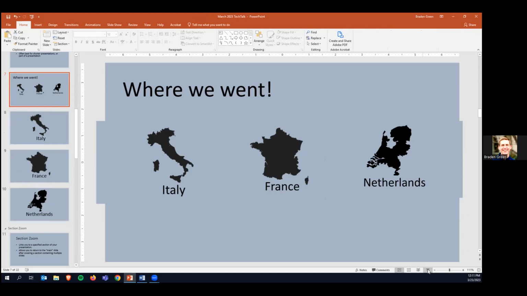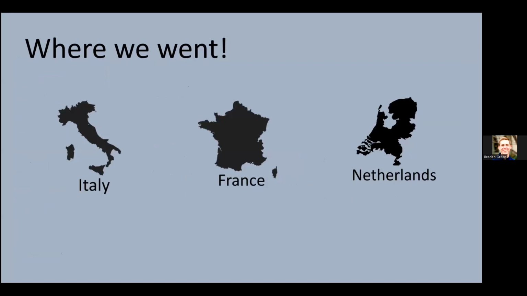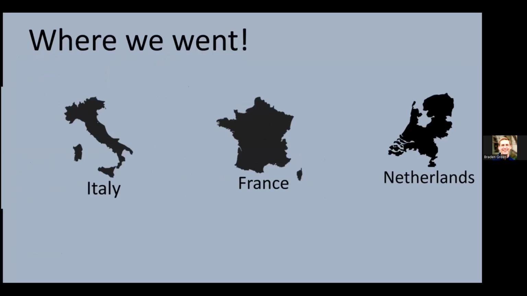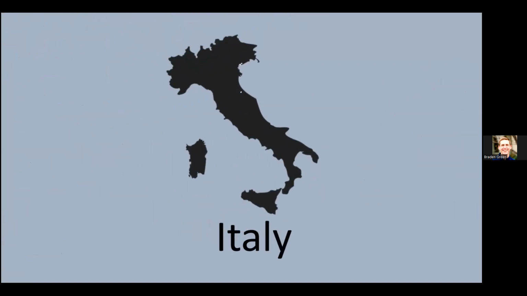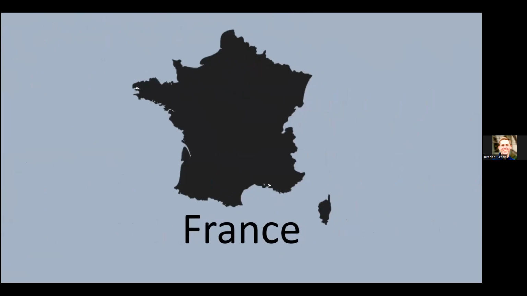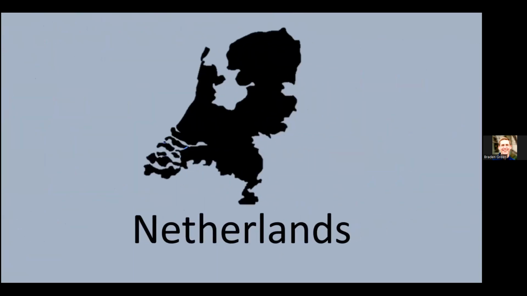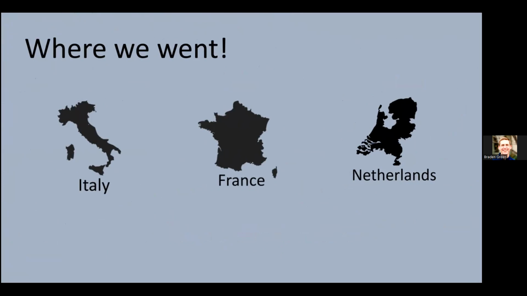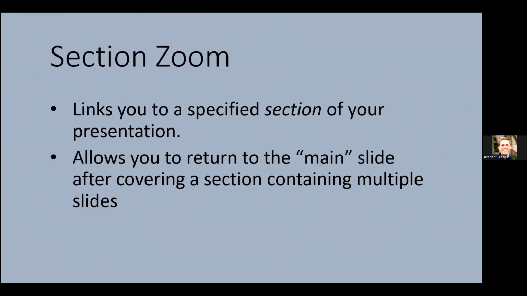So let's go to presentation mode again. Now we're going to see we zoom into Italy, over to France, over to the Netherlands, and then back to the main slide. And then if I go next, it doesn't go back through the zooms, it goes to my next slide, which in this case is my section zoom.